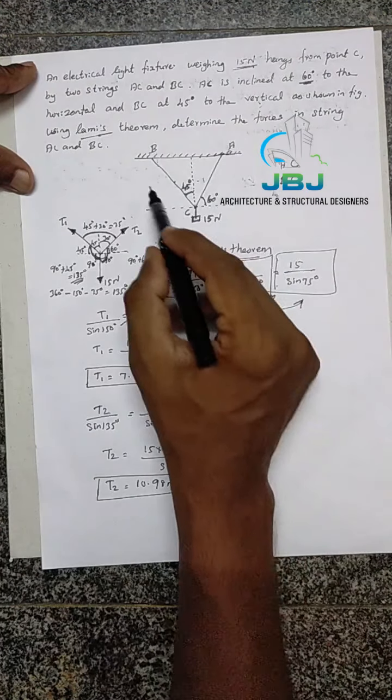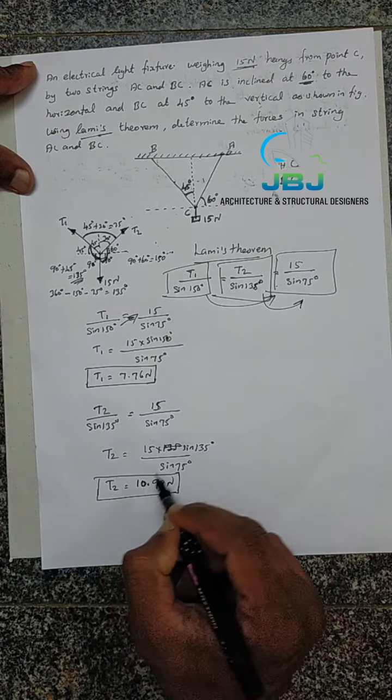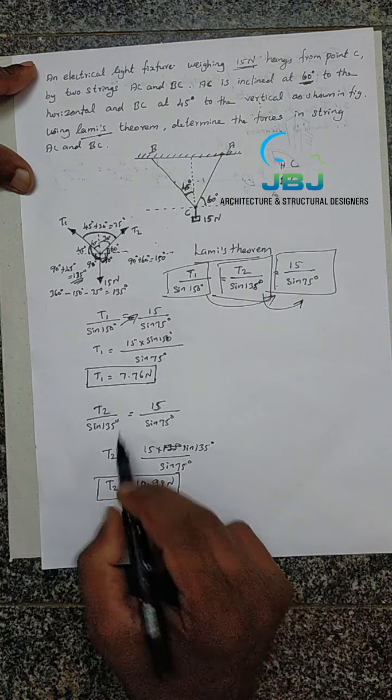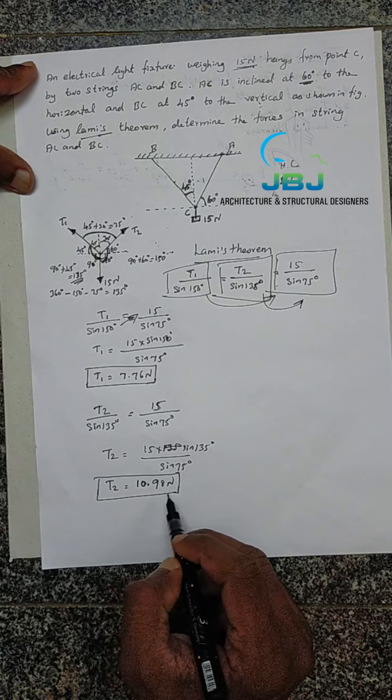These are the forces in these two strings. T1 equals 7.76 Newton, T2 equals 10.98 Newton.